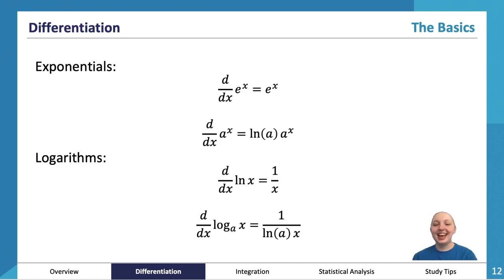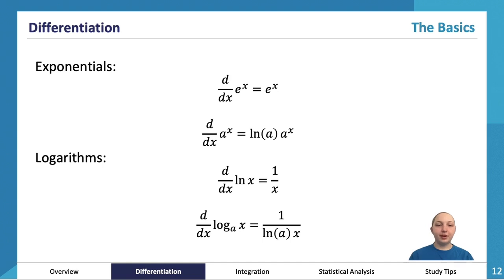And then for differentiating any other log, so anything that's not base e, so log 2 x, log 10 x, log 27 x, whatever, we're going to have log_a x equals 1 over ln of your base, or your a, multiplied by x.